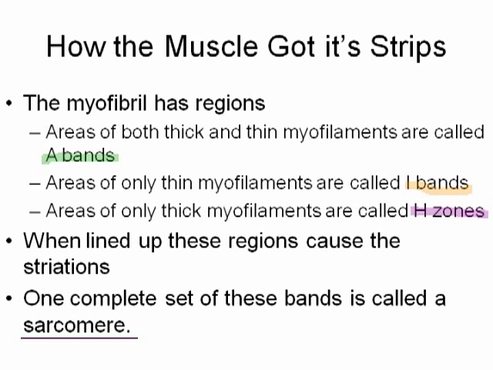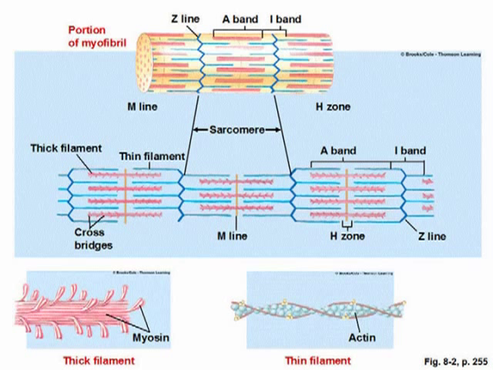One complete set of both the thick and the thin myofilaments is what we refer to as a sarcomere. And so we can see that here on this slide. That's the slide that I was just talking about. All right. So again, one complete set. This here is one complete set. So that would be one sarcomere. This here would be a second sarcomere right there.